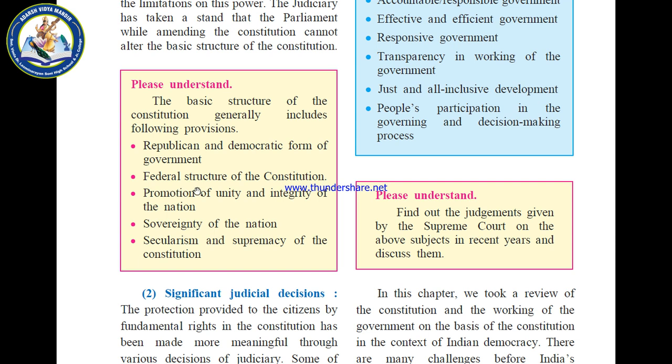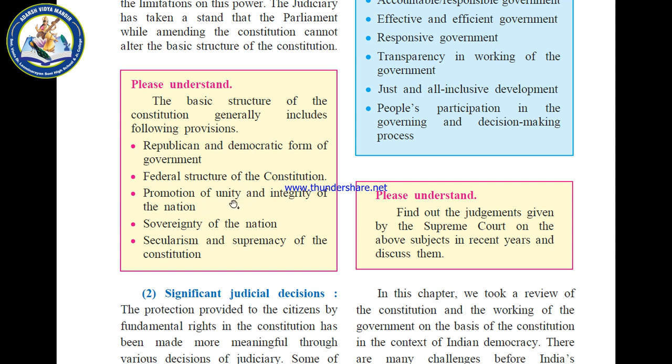Second, federal structure of the Constitution. अब federal क्या है? Actually जैसे अमेरिका है, USA, that is also federal. India also has a federal system, means the distribution of the power, state level, local level, central level government. So this is the federal structure of the Constitution. So that also cannot be changed. इसको भी हम change नहीं कर सकते हैं.